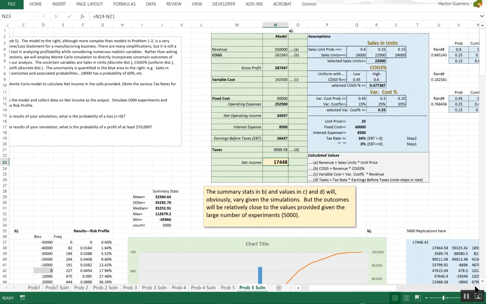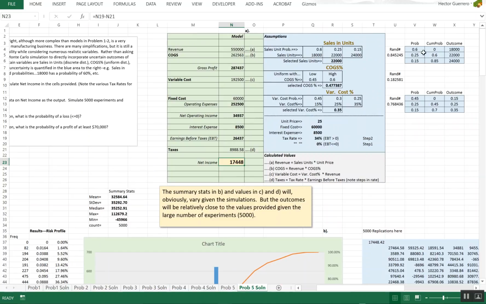And next to it, I've set up the same distribution on the vertical. So here's 60, 25%, 15%, all add up to 1, obviously. Here's my cumulative probability that I build for my discrete distributions, and here are my outcomes. And what I'm going to do is add a random number here.